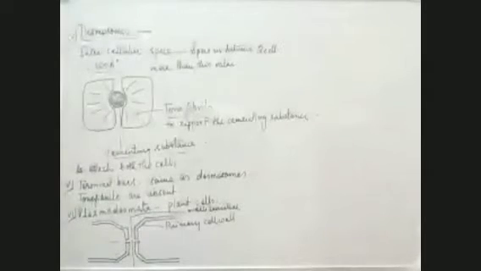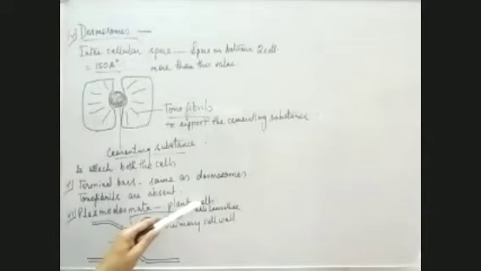The third type is plasmodesmata. Plasmodesmata is also a type of junctional complex. This junctional complex is seen in plant cells. Plasmodesmata are present in plants.